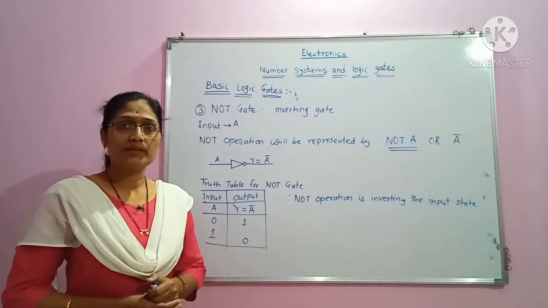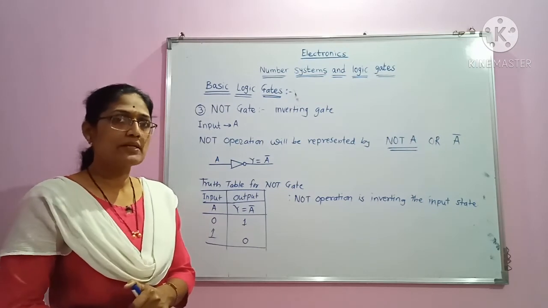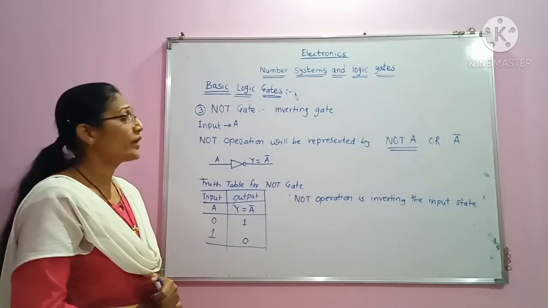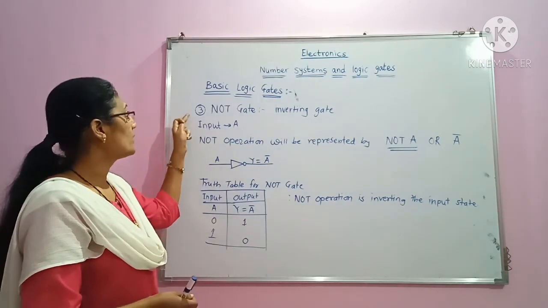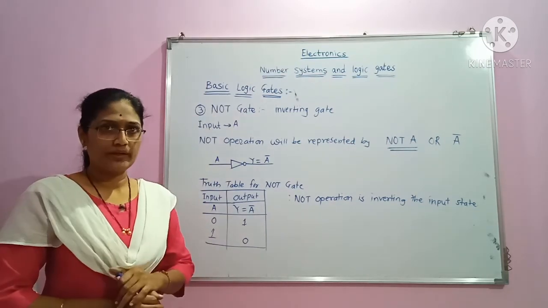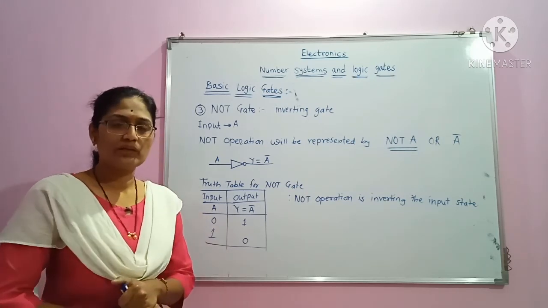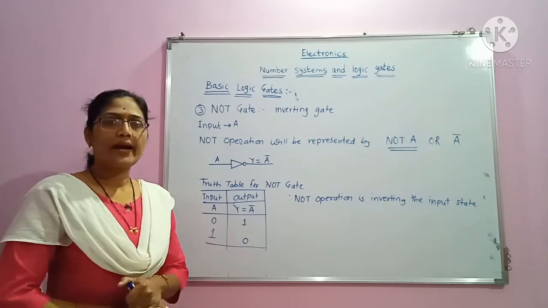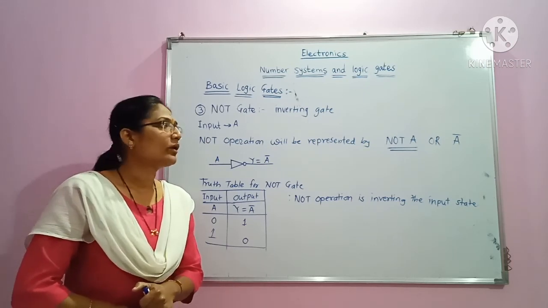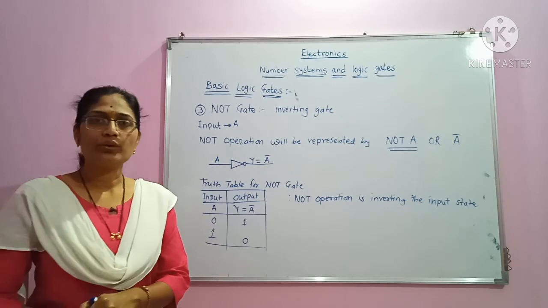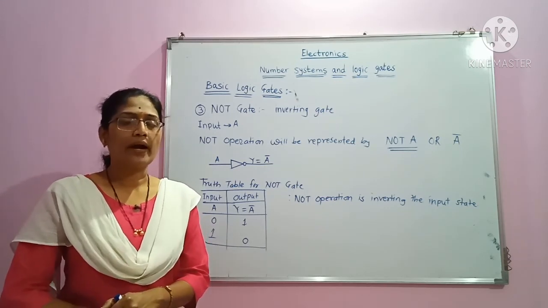So in today's lecture we have seen two of the basic logic gates: first the OR gate, and second the NOT gate. Thus in two lectures we have completed the basic logic gates, that is the AND gate, OR gate and NOT gate. In tomorrow's lecture we are going to see the universal gates, that is the NAND gate and NOR gate.